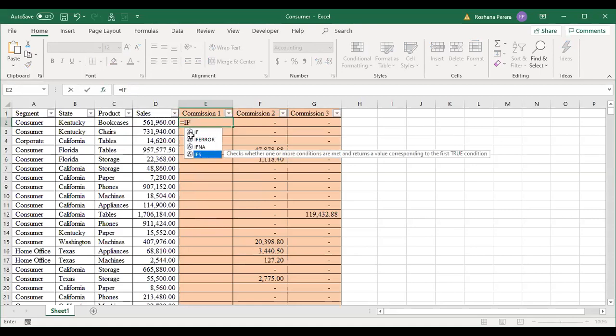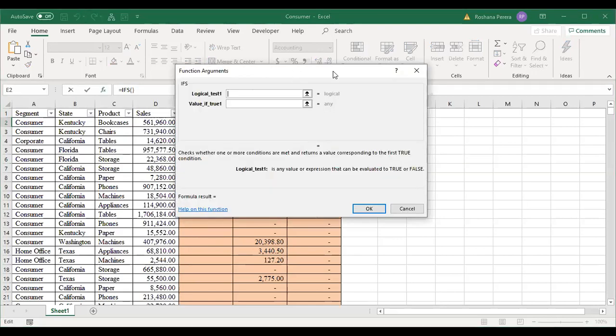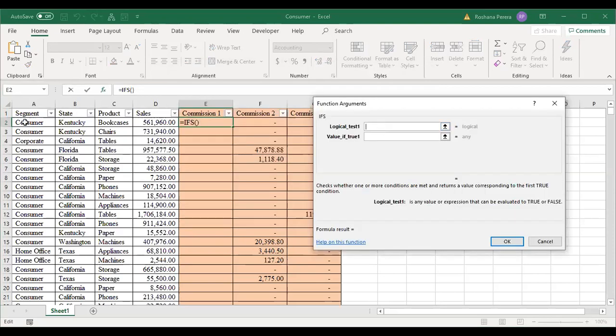Okay. So first you select the IFS function, and then the logical test. The consumer. You have selected that and ensure whether it is the consumer category. If so, you have to give 3% discount, sorry, 3% commission. The commission must be 3% of the sales. The name has not been taken, and that's why the name is appearing there. We have to put them within double quotes.